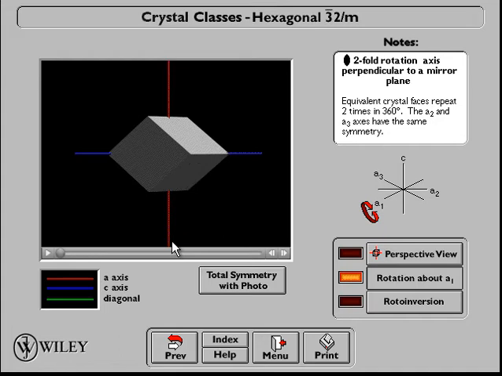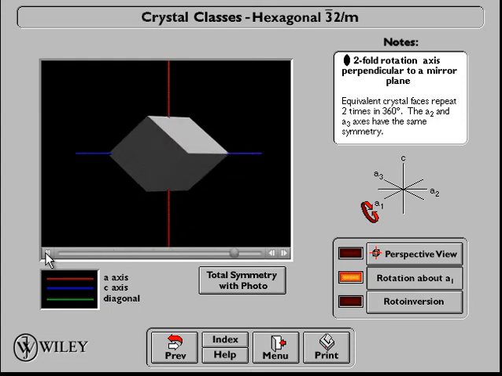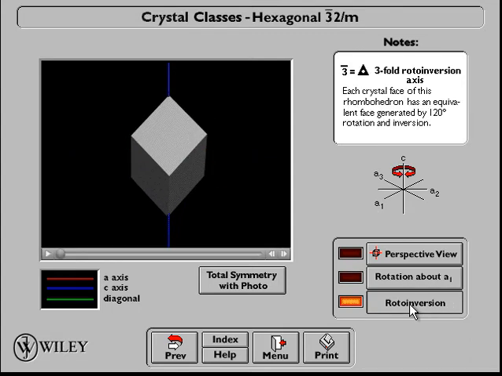The A1 and the A3 axis have the same symmetry. So here we are turning it now 2 times, and it will repeat 2 times in 360 degrees, and here perpendicular we have the mirror plane, yeah? And now we are making the roto inversion.